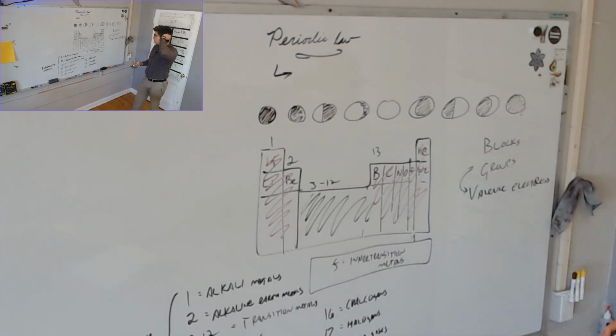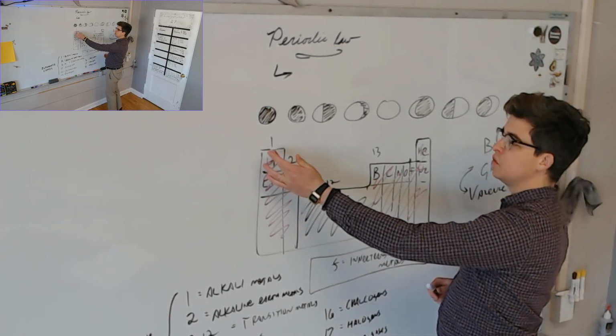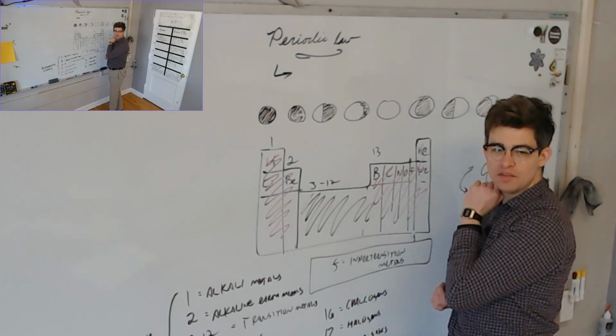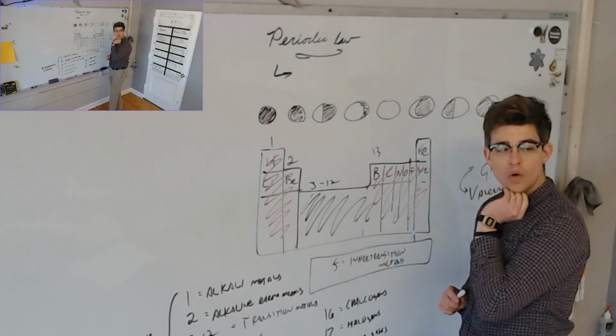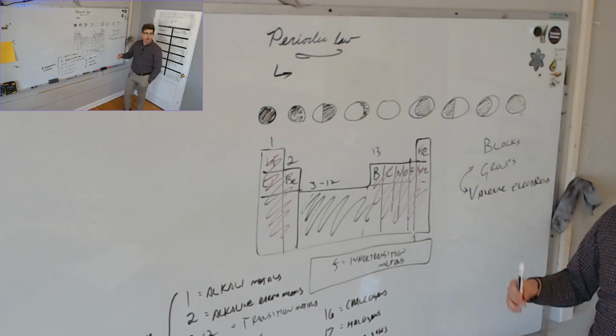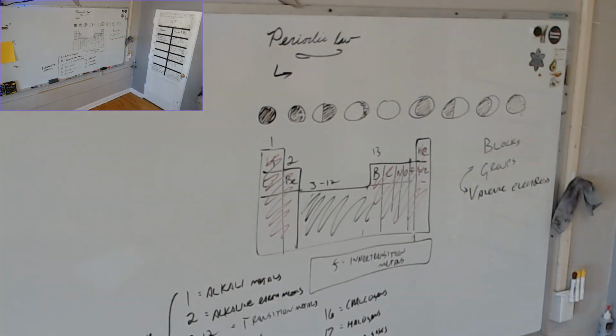Now, you already know the answer to this question, so this will be fun for you. How many valence electrons do the elements in group 1 have? 1. What about the elements in group 14? How many valence electrons? 4. What about in group 17? 7. You already know how to use the periodic table to find valence electrons.